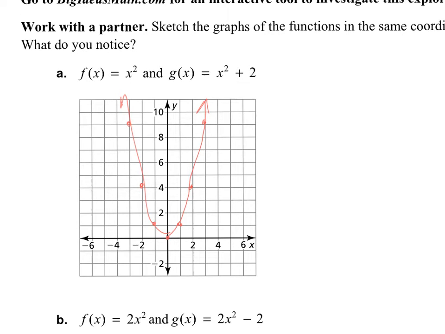In red is a very rough graph of the x squared, and in blue is a very rough sketch of x squared plus 2. So basically what we see in these two graphs is that the blue one is a translation up by 2 units, and that's what the plus 2 is showing us, that it moves up 2 units.